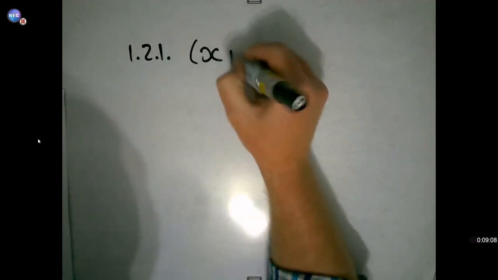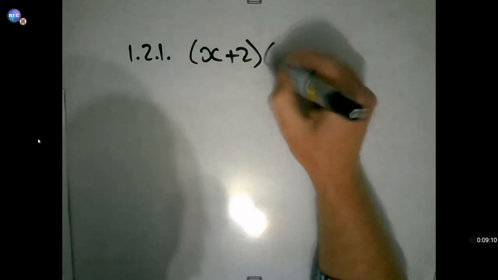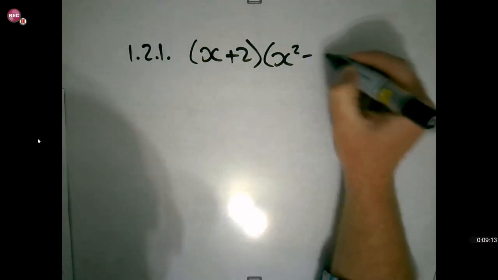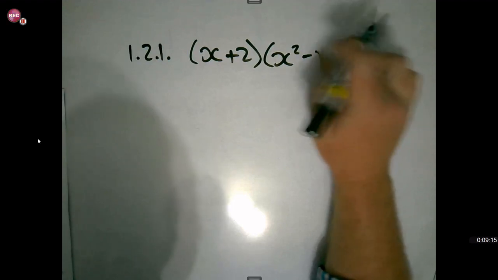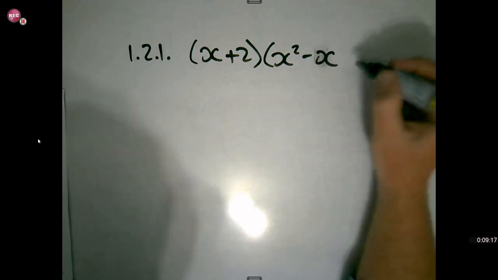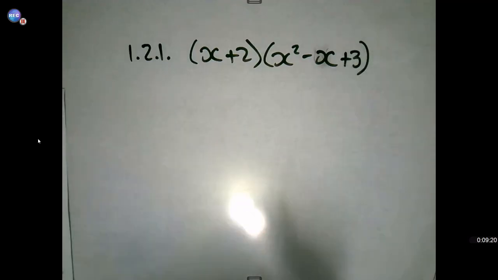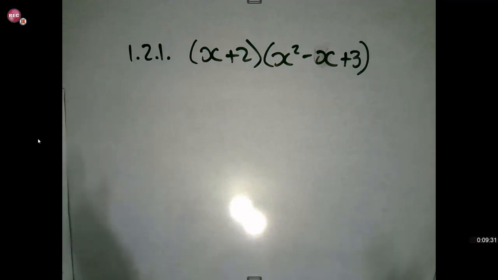So question 1.2.1 looks as follows. So we've got x plus 2, then we've got x squared minus, almost made a boo-boo, so minus x plus 3. Okay, as I see it here, this was factorized, or let me put it this way, the factorization method used here was the sum of cubes. Okay, so what we need to do is get rid of brackets.